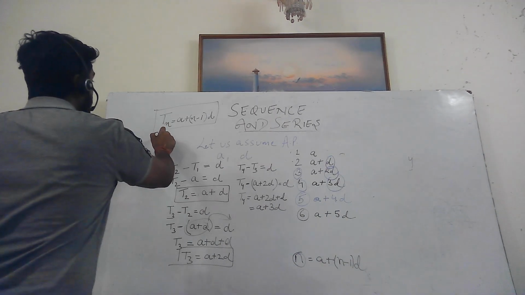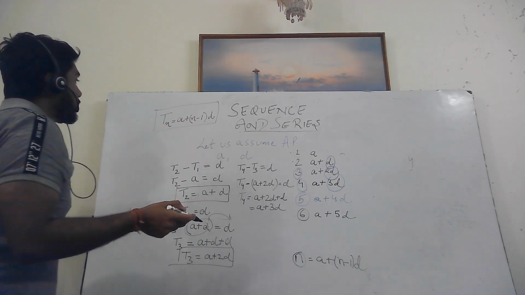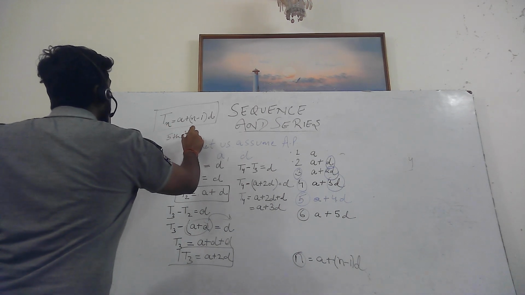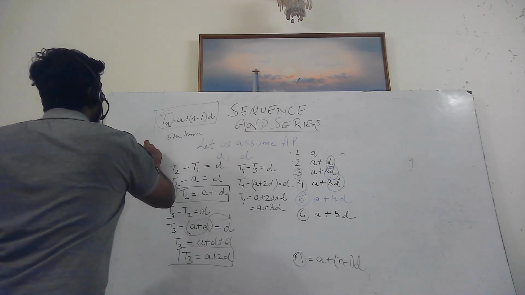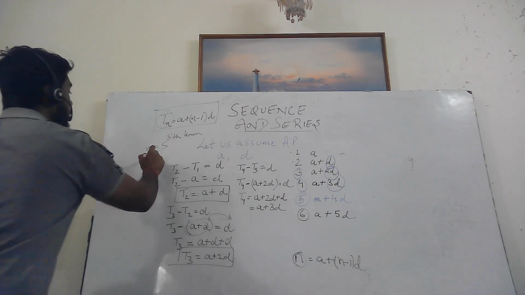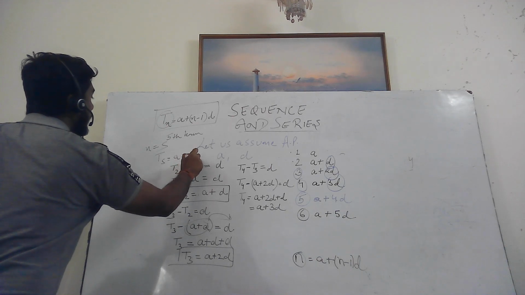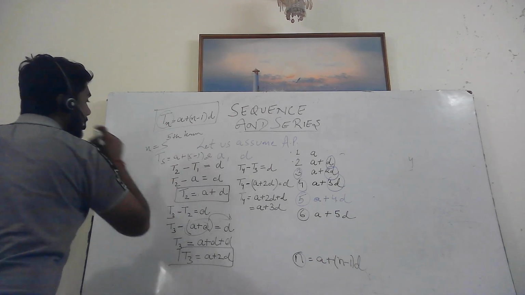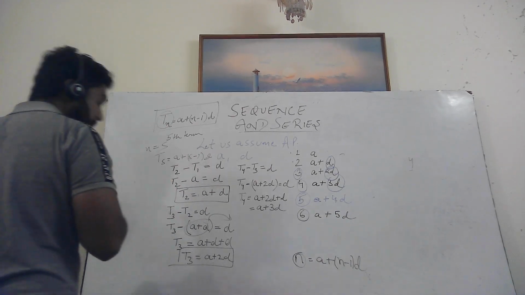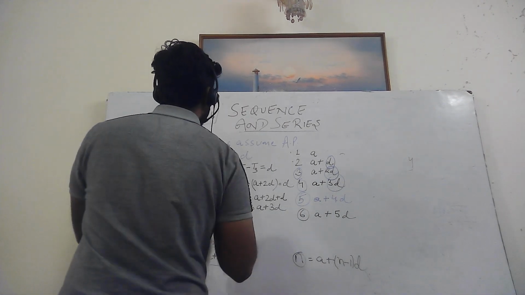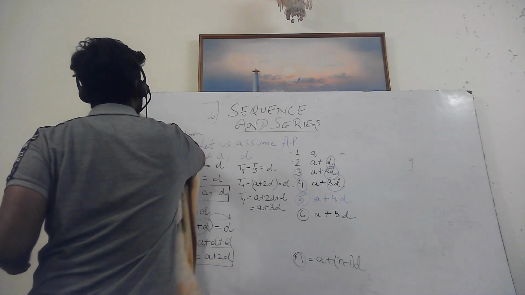Suppose we have to find the fifth term. So what we'll do in this formula, we'll put n is equal to 5. What do I get? T5 is equal to A plus 5 minus 1 into D, that is nothing but A plus 4D. Okay, clear? Very simple formula this is.